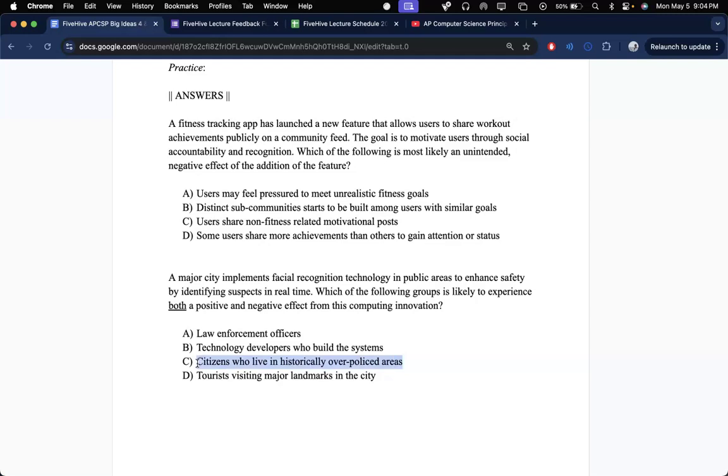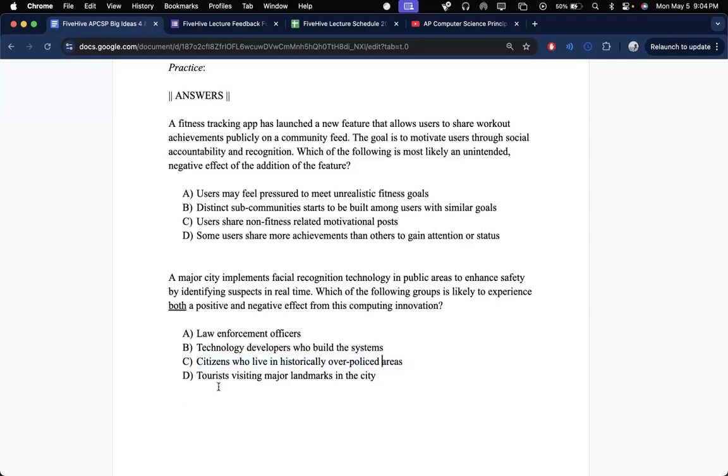And the reason is that we have a positive effect: they are getting more effective policing, right? They're catching more of the correct criminals. But a negative effect may be that if they're historically overpoliced, this may have the unintended effect of getting even more policing in that area, right? So there's both a positive and negative effect for that group.